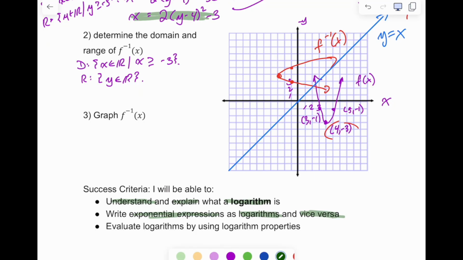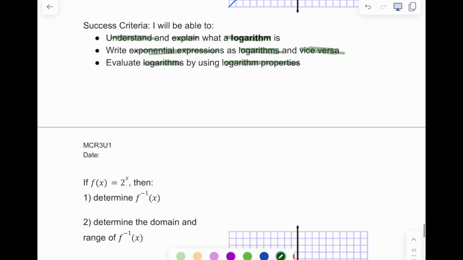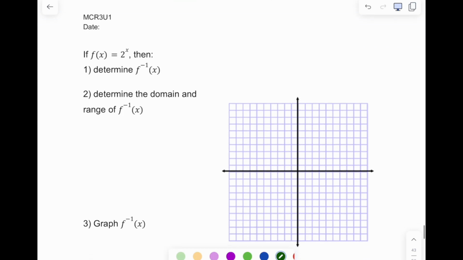All right. And last but not least, once we have some of that, we're able to evaluate logarithms. We're going to discover, just like there were exponential properties dealing with exponents, that there are going to be properties when we deal with logarithms. But first, let's understand what a logarithm is. And this is why it's really important for us to understand what the inverse is.